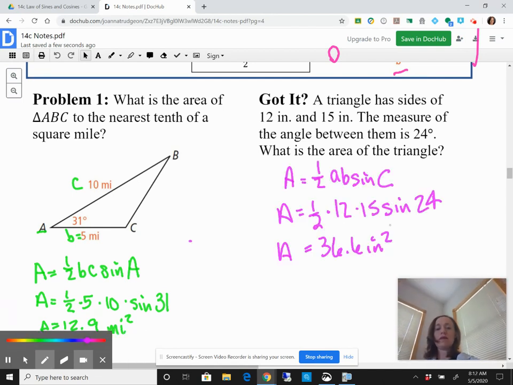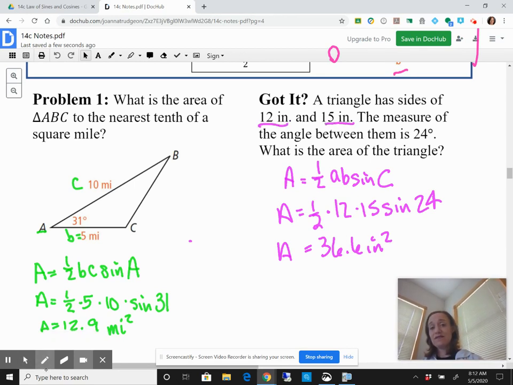Okay, so in this problem, it didn't give us a picture and it didn't label the angles. It doesn't really matter. It says that the sides are 12 and 15 and the angle between them is 24. So as long as the angle between the two sides, just like in problem one, is the angle they give you, then you can just go ahead. I decided to use the one with AB sine C, but it doesn't really matter.